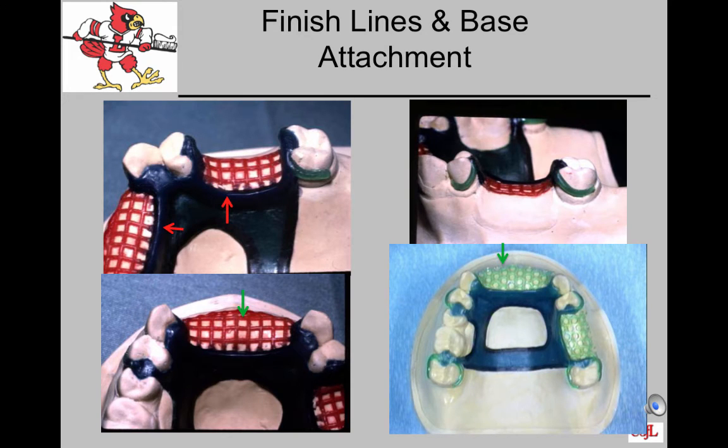Observe at the red arrows how the wax has been formed to create a butt joint so that the acrylic will form a smooth transition when it's placed in this area. Note the green arrows, and it just shows a different type of base attachment that can be used when they use those stock patterns to create base attachment.